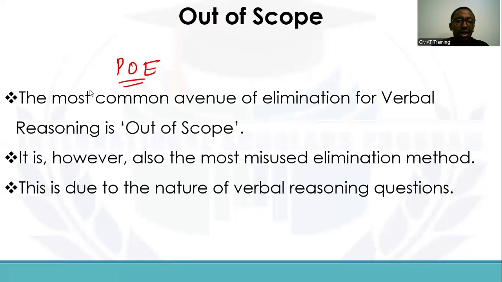But it still is the case that it's the most misused elimination method, in that the way we reach the decision that an answer is out of scope is actually not the right way. So you end up eliminating an answer choice that may actually be the answer when labeling it as out of scope. This is due to the nature of verbal reasoning questions, and we'll look into how verbal reasoning questions are structured so as to result in a lot of out of scope scenarios.